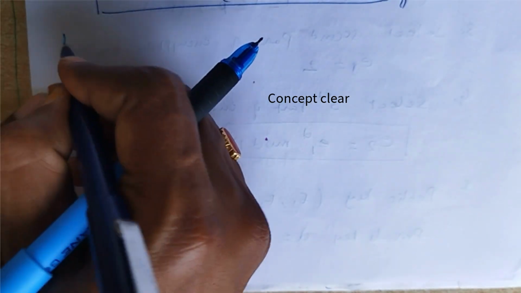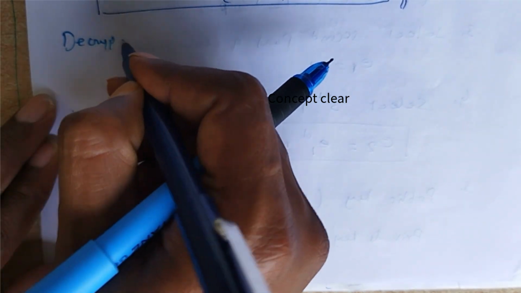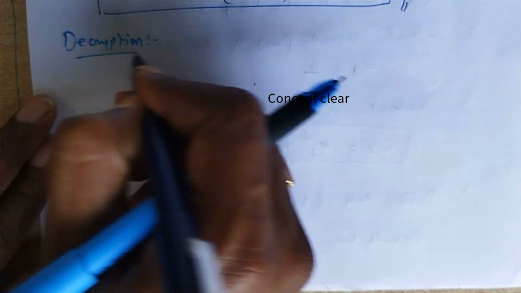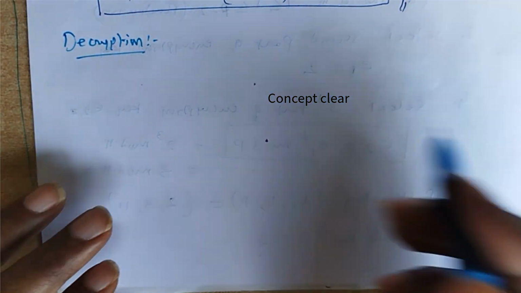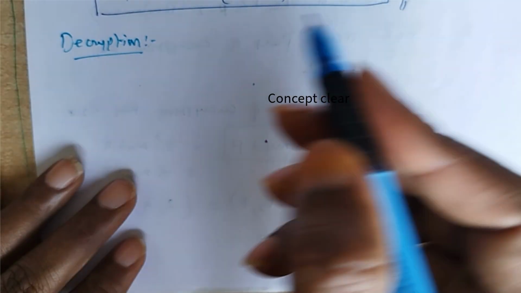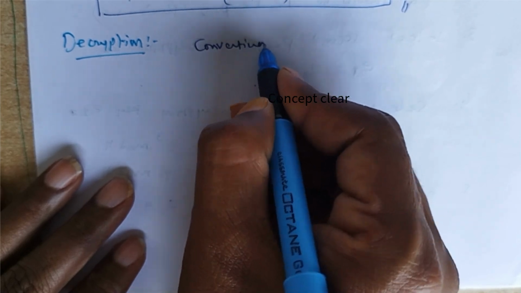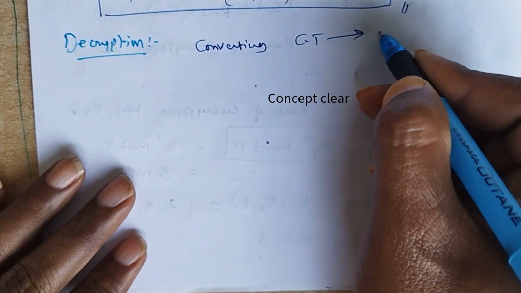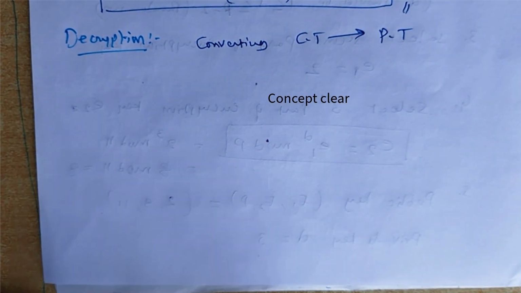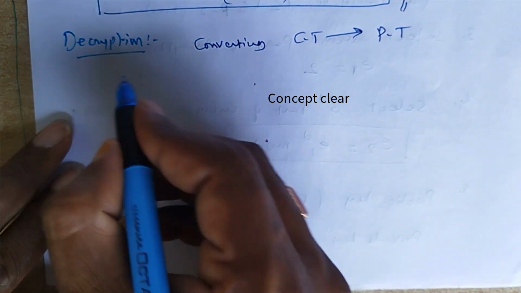Decryption. Okay, what is the meaning of decryption? Decryption is nothing but converting ciphertext into plain text. So converting ciphertext to plain text is called decryption. Here we have to find out the plain text.